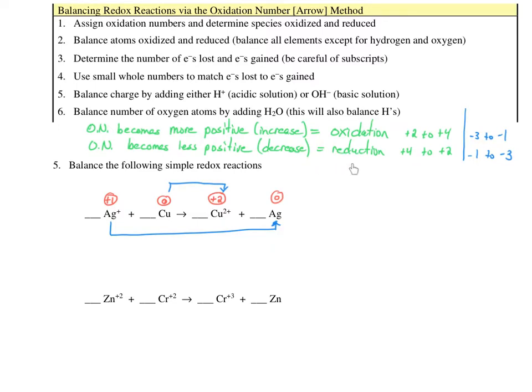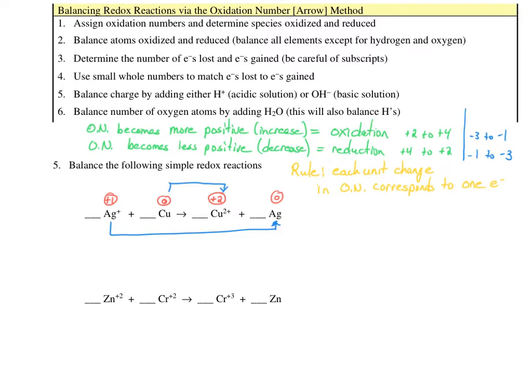For a reduction, the oxidation number of an element becomes less positive. Our example, +4 to +2. Another example of becoming less positive or more negative is -1 to -3. In this reaction, silver is being reduced. It's going from a +1 oxidation number to 0. Copper is being oxidized. It's going from 0 to +2.